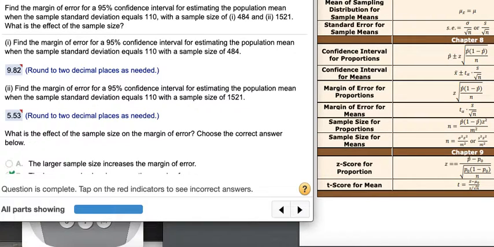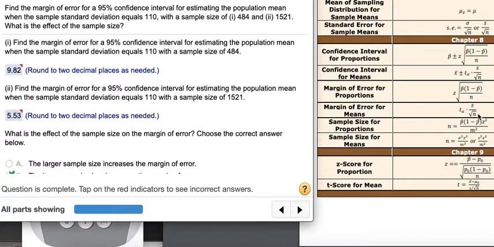I'm not showing the calculator shortcuts here because the margin of error formulas don't have calculator functions that we can use. So I'm just showing the formulas. The margin of error for means formula is the one that we want because it says find the margin of error for estimating the population mean. So that's the margin of error for mean formula.